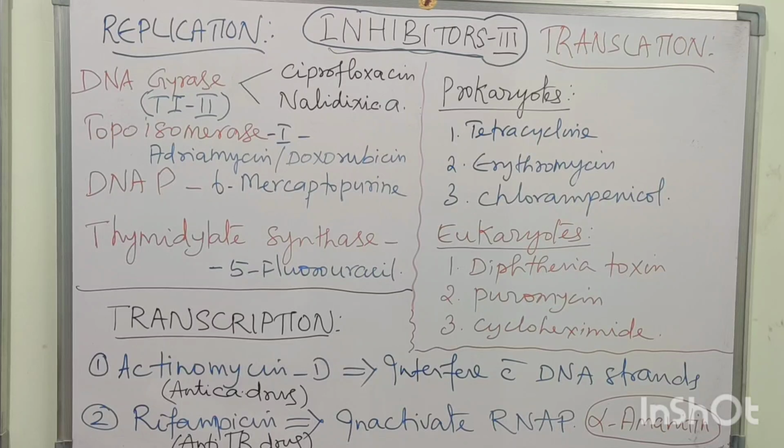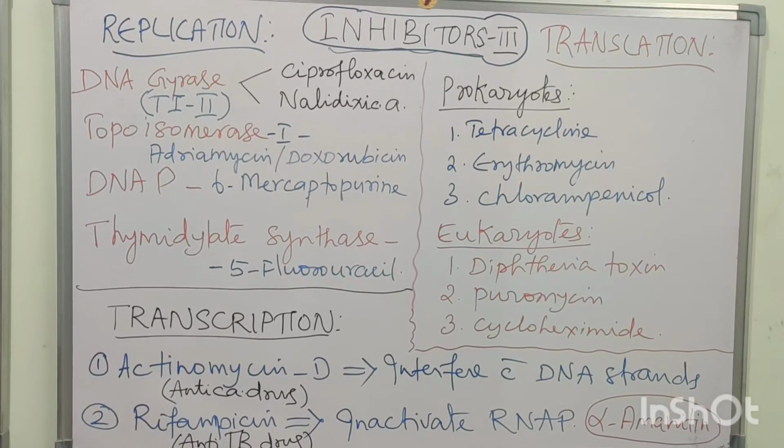Second reaction is transcription. Here I am giving only two drugs. This is enough for you. One is actinomycin D and another one is rifampicin. Actinomycin D is the anticancer drug, whereas rifampicin is the anti-tuberculosis drug. Actinomycin interferes with the DNA strands, whereas rifampicin inactivates the RNA polymerase. The role of rifampicin is that it inactivates the RNA polymerase.